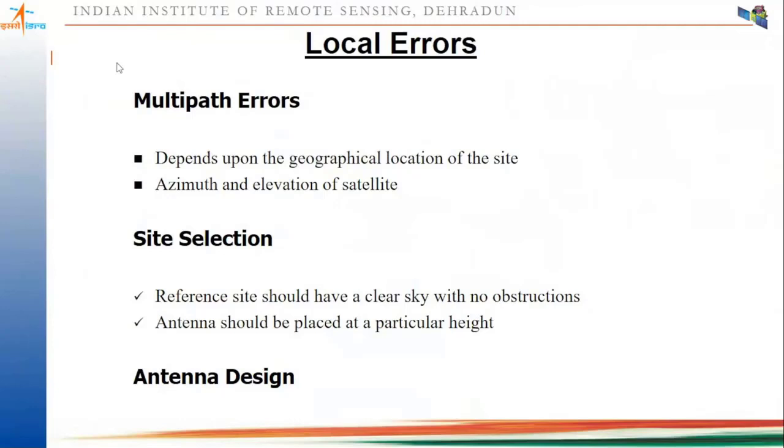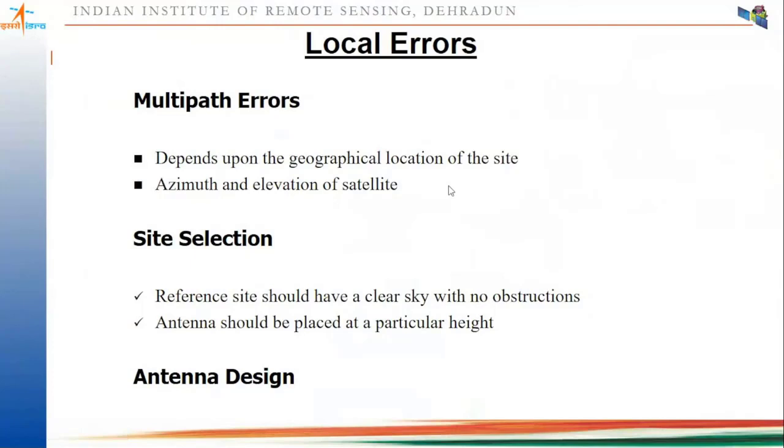Now, other types of errors are called local errors. Multipath errors depend upon the geographical location of the site. If your receiver is near a building, then definitely multipath errors will be more. But if your receiver is located in a place where there is no building or surrounding objects, then it will directly receive the signals. So it depends on where the receiver is located.